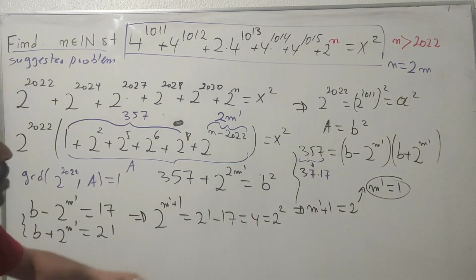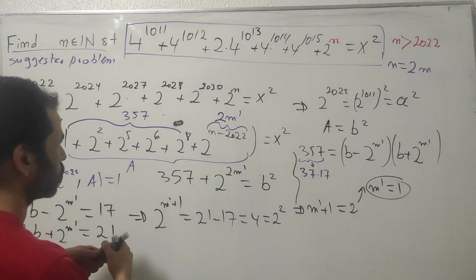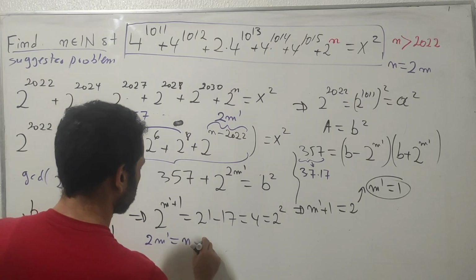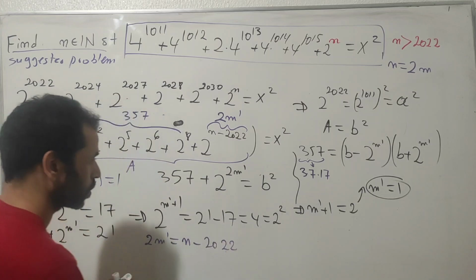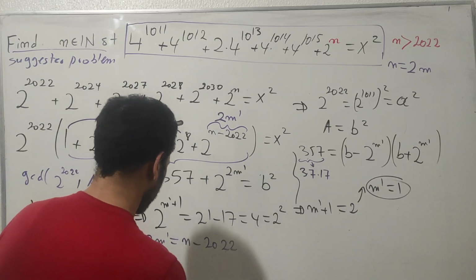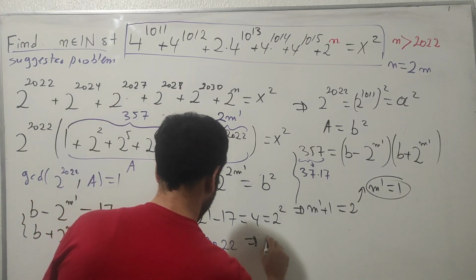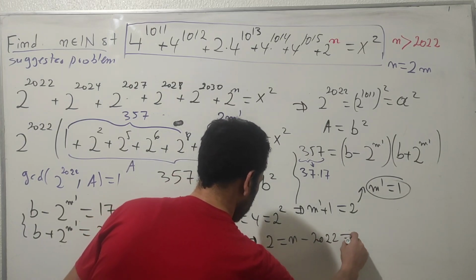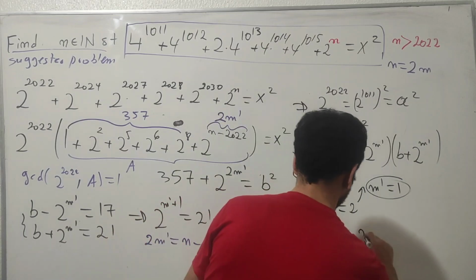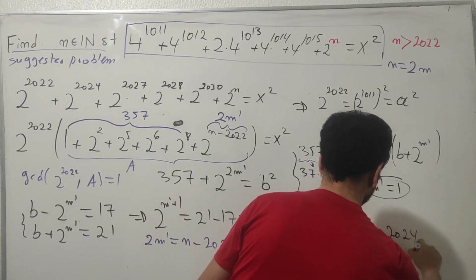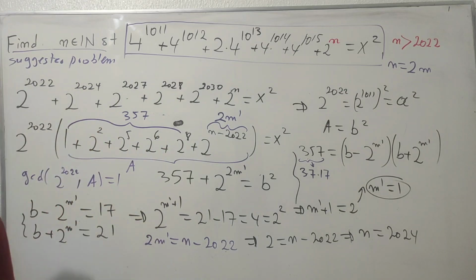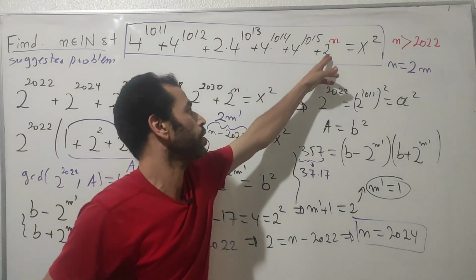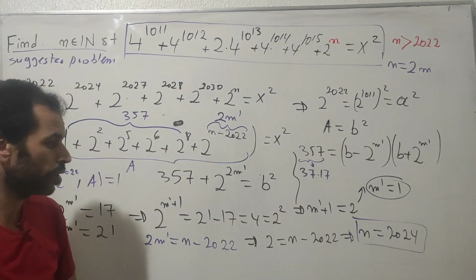If m prime equals 1, I'm going to replace it here, because we have 2m prime equals n minus 2022. Replacing m prime with 1, I get 2 equals n minus 2022. Thus, n equals 2024. Now we have determined the value of n, which is 2024. If you replace it into n here, it's going to give us a perfect square. Now we have done this problem.